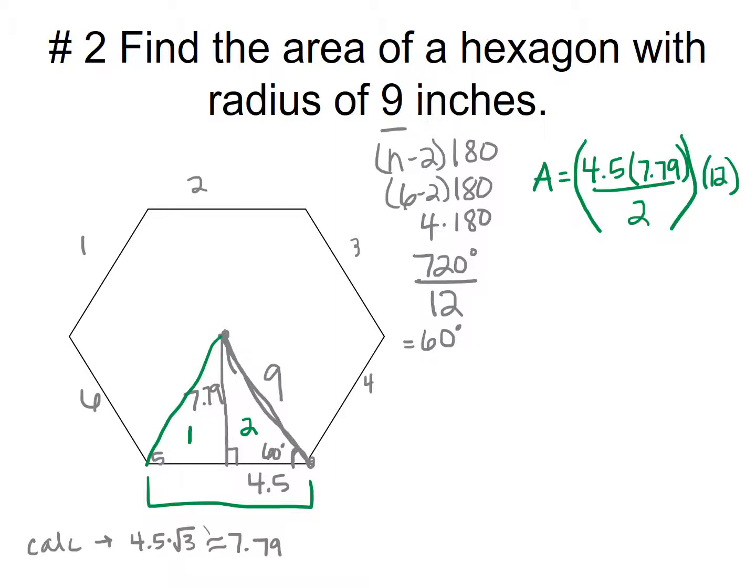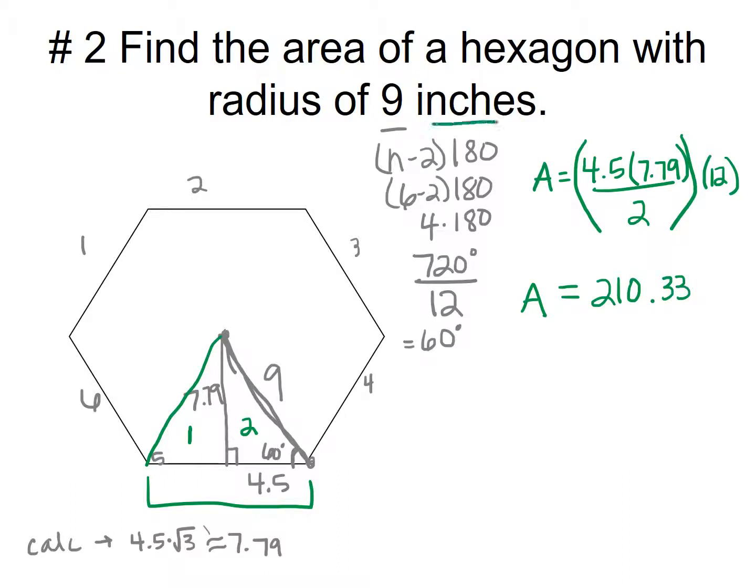So the first thing I'm going to type in my calculator would be 4.5 times 7.79. I'm going to hit equals. Then I'm going to divide that number by 2. Once I divide that number by 2, I'm going to hit equals again. And then I'm going to hit multiplied by 12. And once I type that all into my calculator at one time, so I don't have to write out a bunch of different decimals and round every time, the area of this hexagon is 210.33 units.